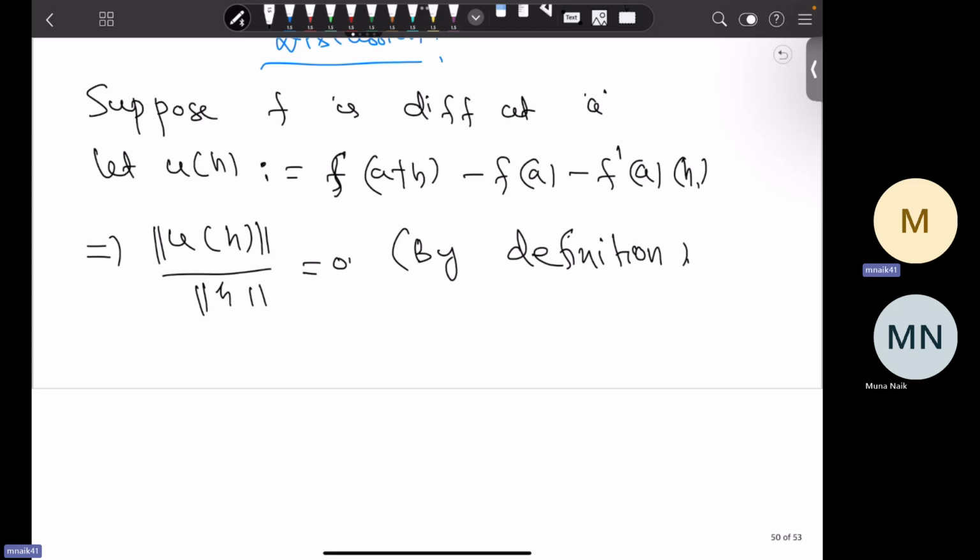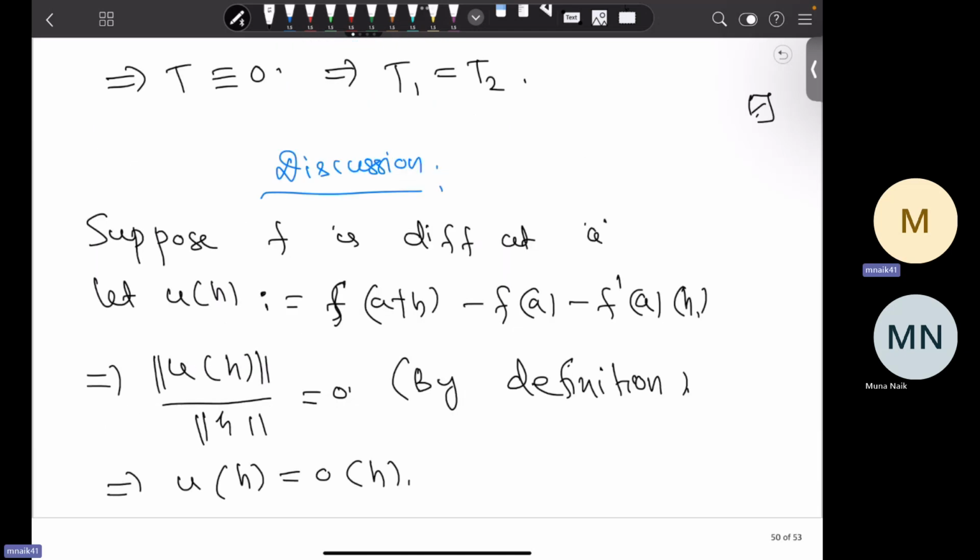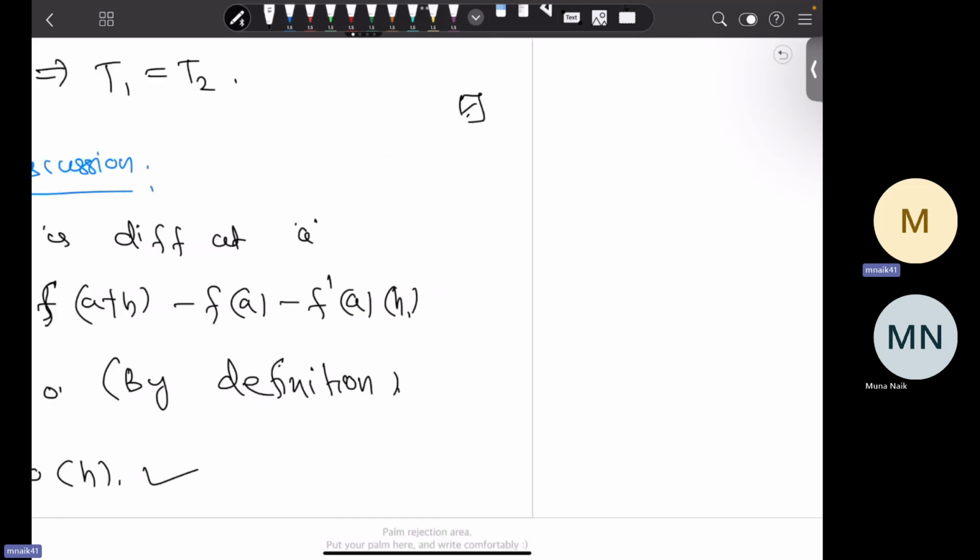Now this is equivalent to saying that u of h is little o of h. So f is differentiable at a. Let u(h) be equal to f(a+h) minus f(a) minus f prime(a)h. Then, since f is differentiable at a, this implies that norm of u(h) by norm h goes to 0, so u(h) is little o of h. Okay, so this is the thing.